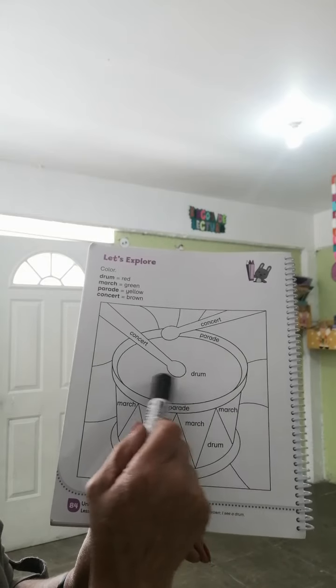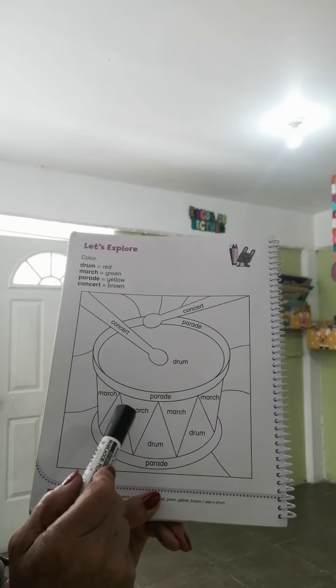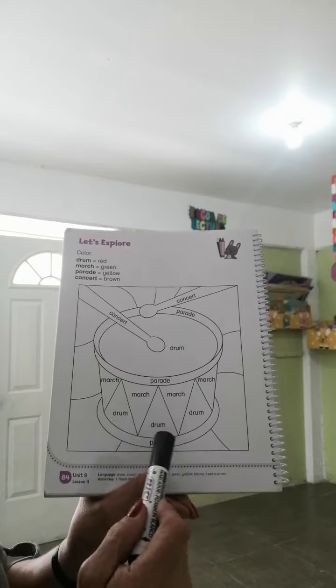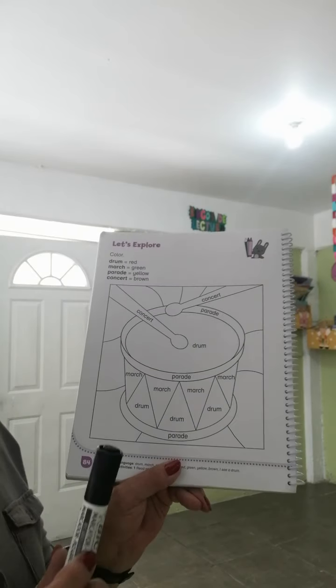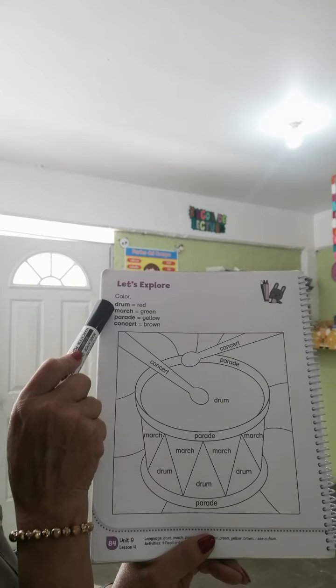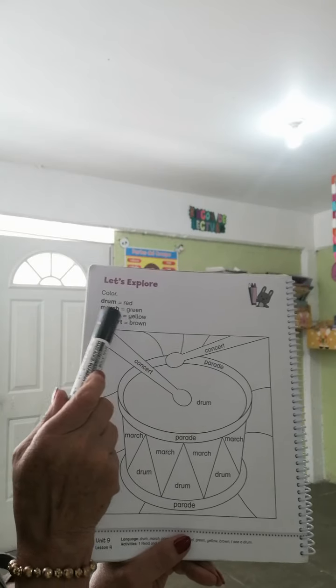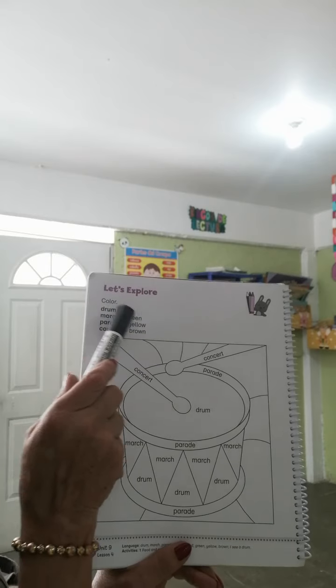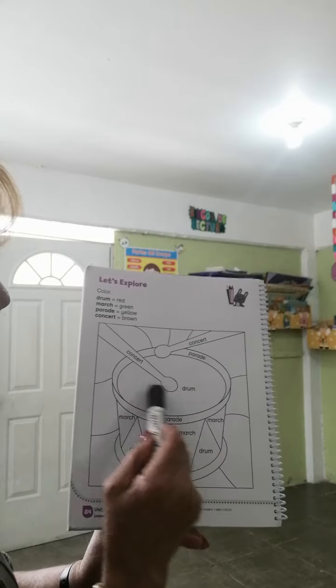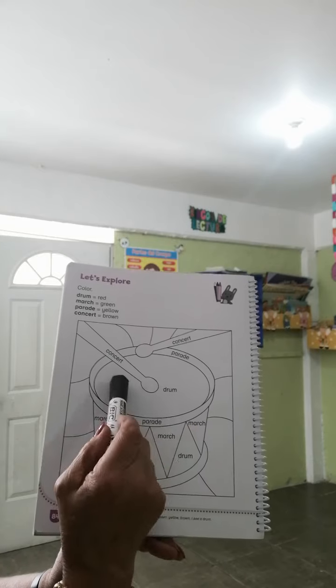Okay, we have here concert, parade, drum, march, drum, and parade again. Okay, this is the thing. Kids, we have here the directions. You are going to color the word drum with red. Well, the place where you find the word drum. This place is going to be red.